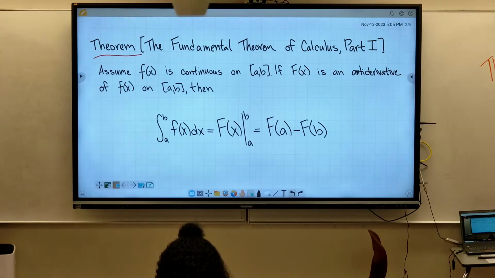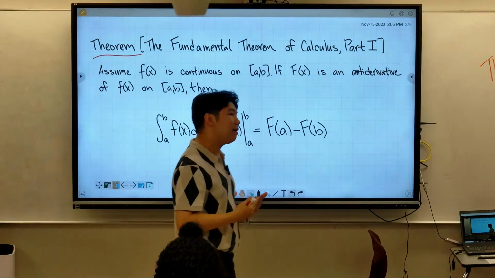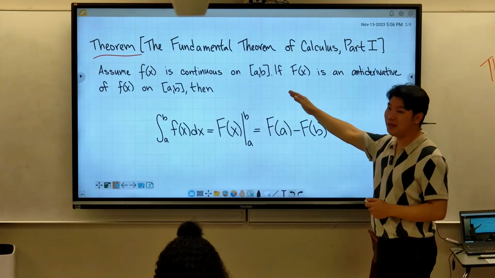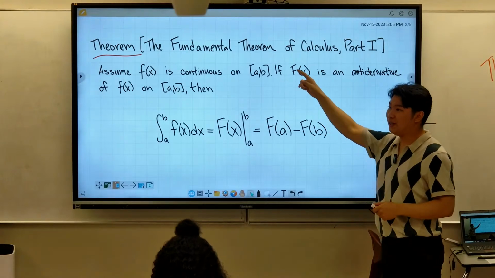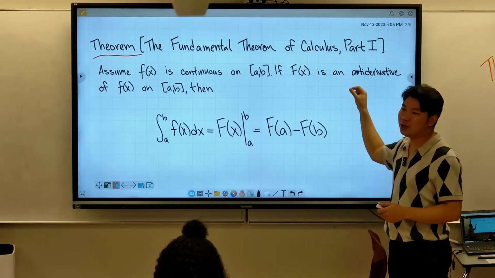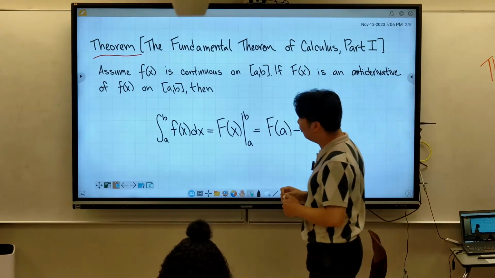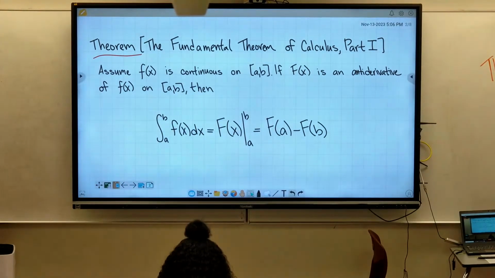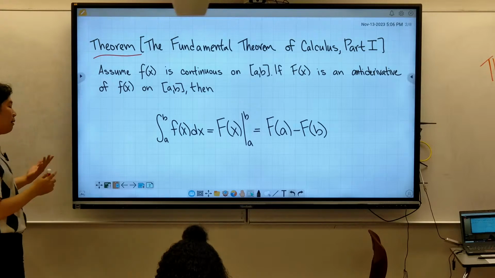Assume that I have a function f that is continuous on a closed interval a to b. So I have a function on an interval starting from a to b. I can trace the entire function without having to lift my pencil, for example. If I have an antiderivative of that function, so let's call one of my antiderivatives capital F of x, of little f of x on this interval.